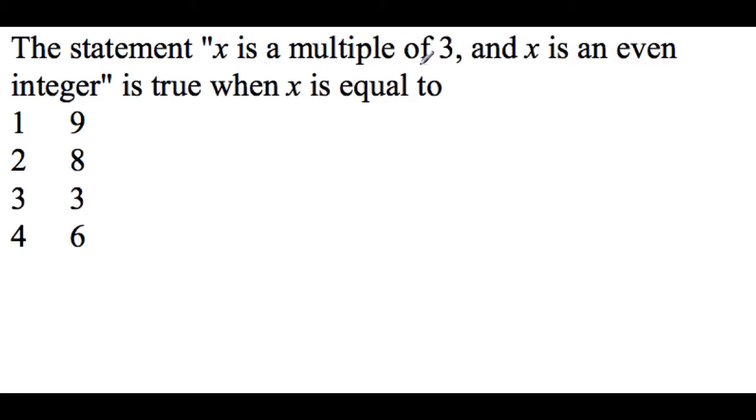Statement: x is a multiple of 3 and x is an even number is true. Now, the fact that this conjunction, this and statement, is true means it has to be true in both cases. So I'm looking for a number that's a multiple of 3 at the same time as an even integer. Then x must first be a multiple of 3, so this one is out. And it has to be an even number, that means the only thing that's possible is choice 4.